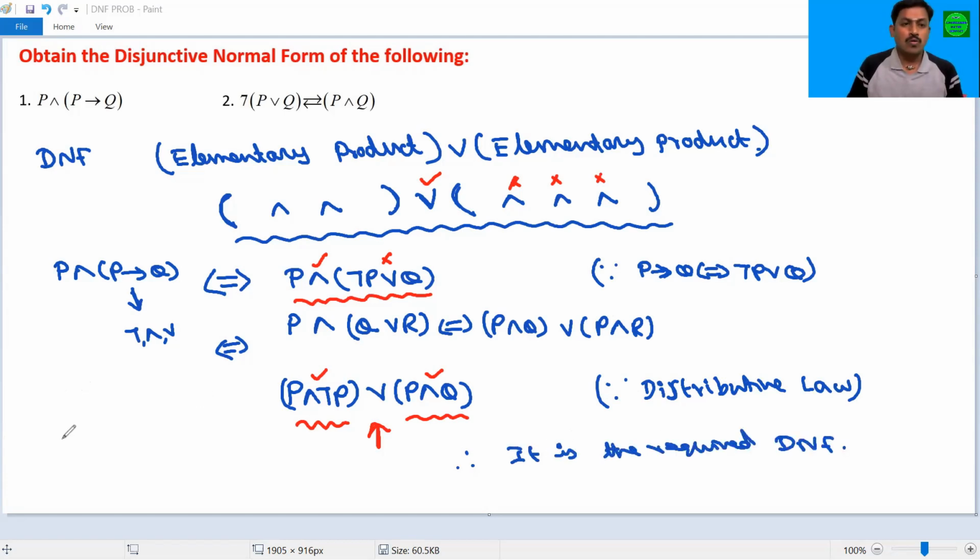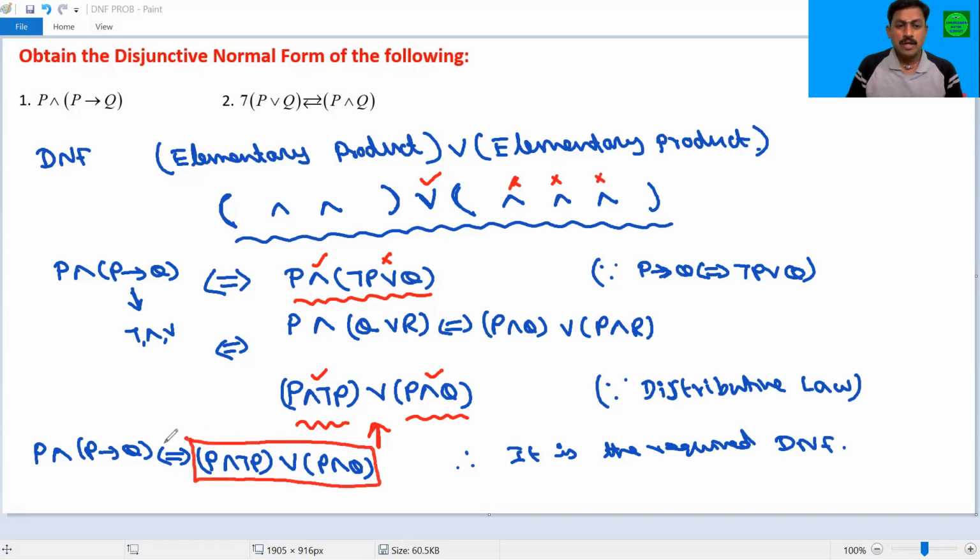Once again, I want to clarify the definition based on this problem. A formula which is equivalent to the given formula, and which consists of a sum of elementary products. Now you can easily understand the definition, I think.